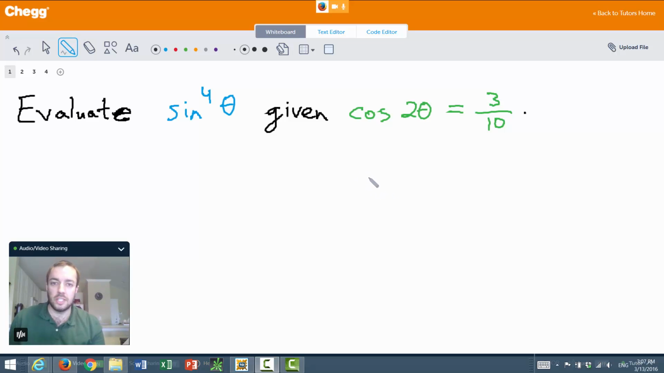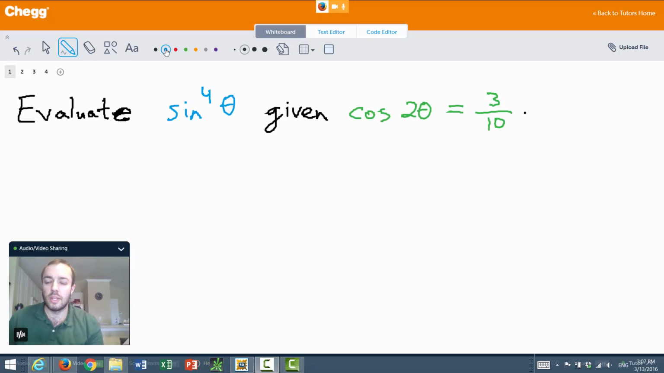And in this video I want to do a trigonometric example. So here we want to evaluate sine to the fourth of theta given that the cosine of 2 theta is 3/10. There are several different ways to approach this, just like with most trig problems, but the way I want to do it in this video is to use power reduction formulas.